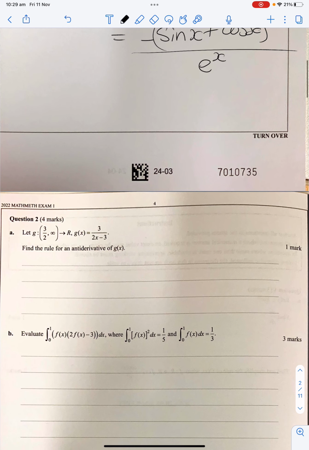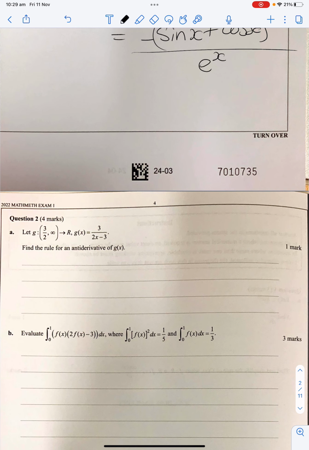Question number 2, find the rule and an antiderivative for g of x. Now notice here it says an antiderivative, so we don't need to worry about plus c because c could equal 0. So here from the formula sheet you'll see these sort of 1 on x turns into log x, but I do need to have f dash of x divided by f of x.